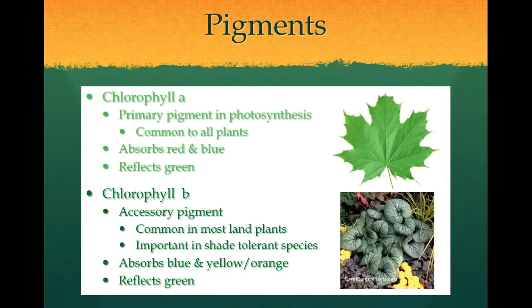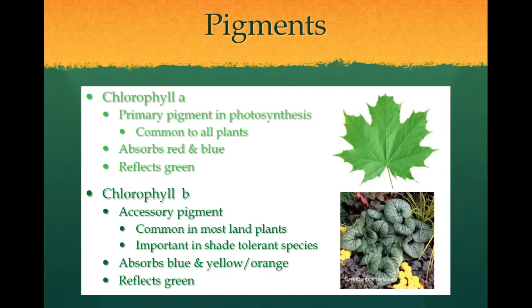Pigments. Plants have two types of chlorophyll used in photosynthesis, chlorophyll A and chlorophyll B. Chlorophyll A is the primary pigment used in photosynthesis and is common to all photosynthetic organisms, from trees to microscopic algae. Chlorophyll A absorbs red and blue wavelengths.